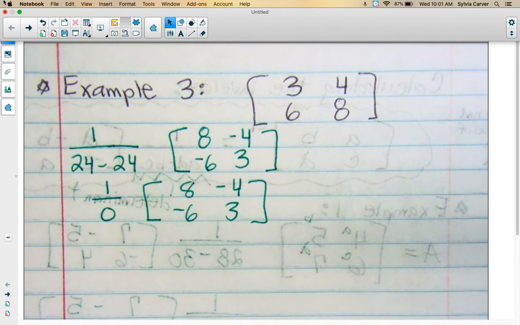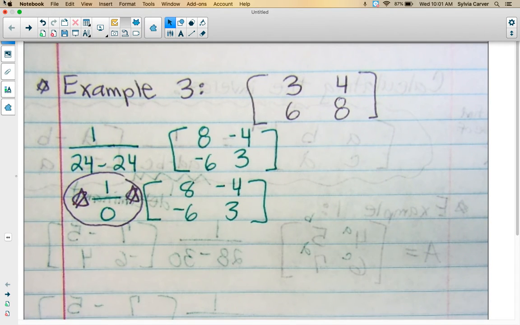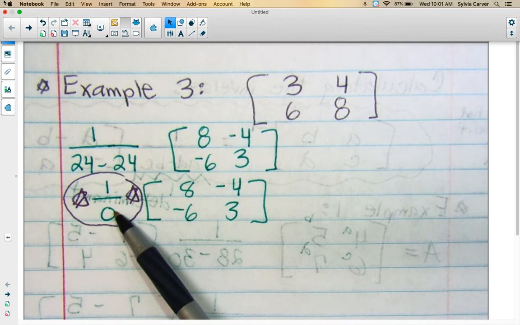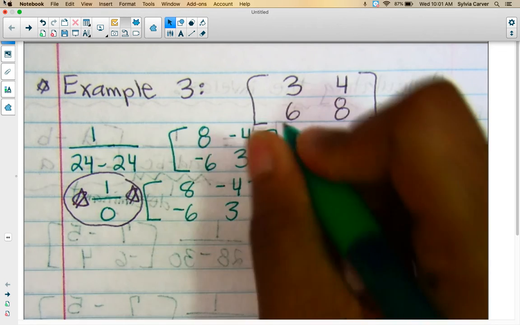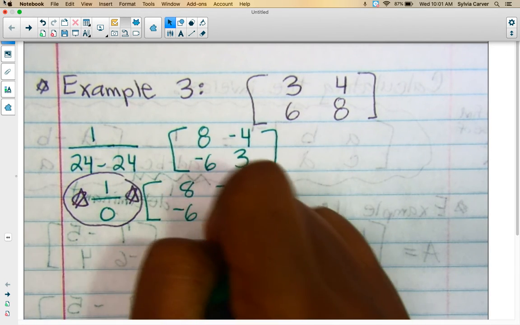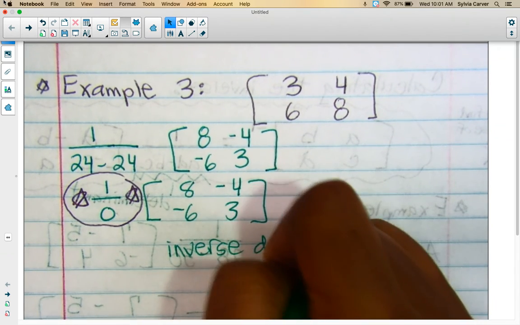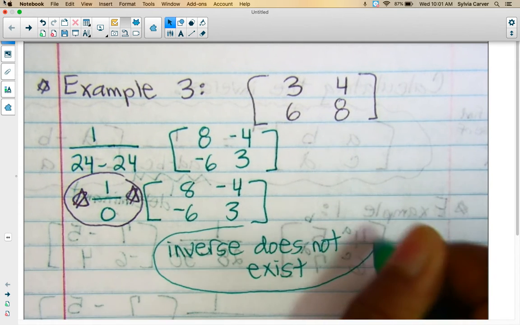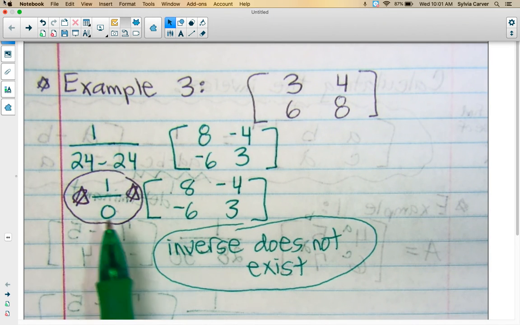Now, hopefully this is staring at you, and hopefully you think that this section is weird. It should be. We cannot divide by 0. That's impossible. So this matrix does not have an inverse. So we say the inverse does not exist. This is why not every matrix has an inverse. Some matrices have inverses and some matrices don't have inverses. If you get 0 in the denominator, you cannot divide by 0. So it makes the whole thing undefined, and the inverse does not exist.